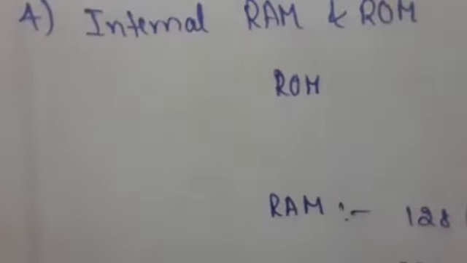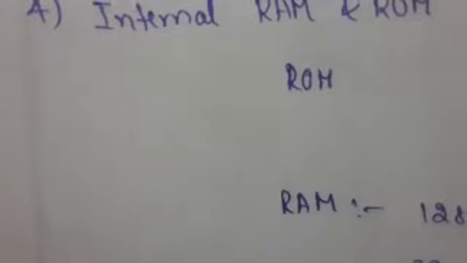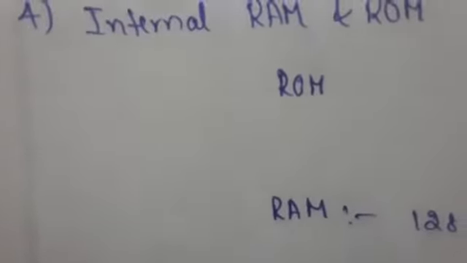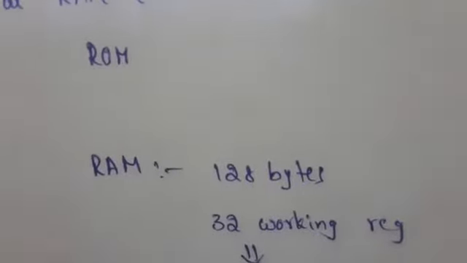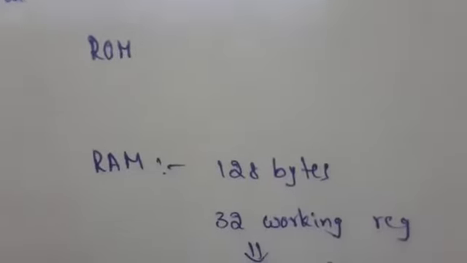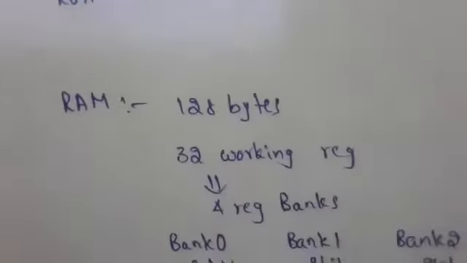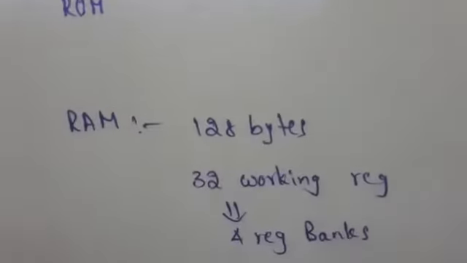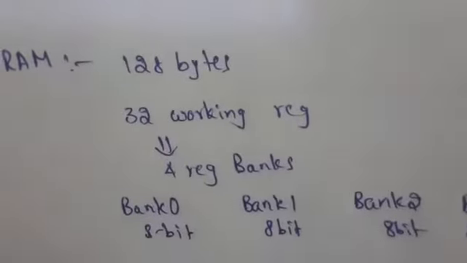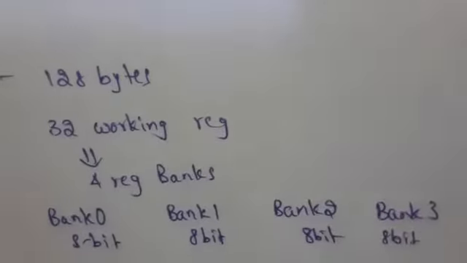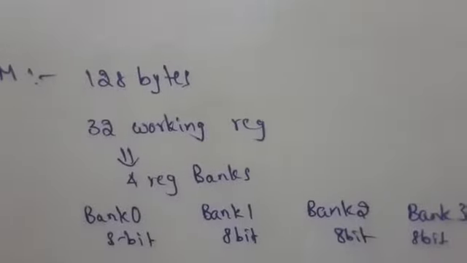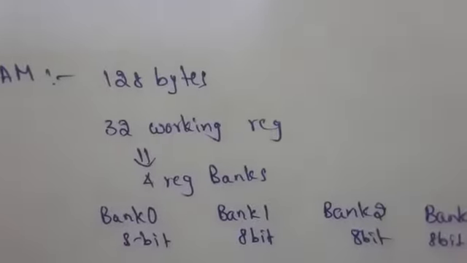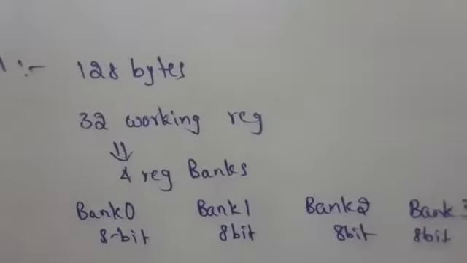RAM is 128 bytes of internal RAM, and it is divided into 32 working registers. And again it is divided into 4 register banks, that are bank 0, bank 1, bank 2, bank 3. And each bank is 8-bit size, that is from R0 to R7.